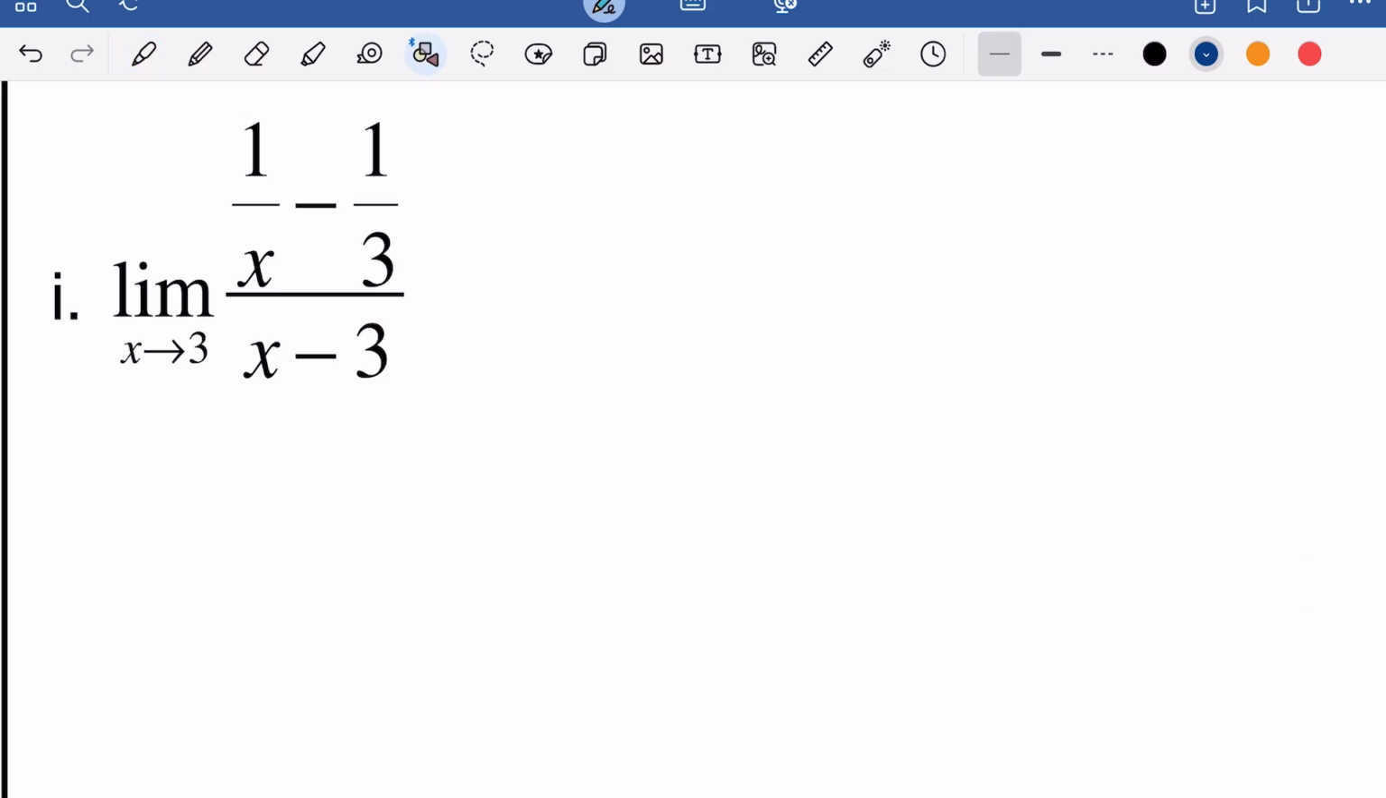Last but not least is letter I. Now letter I looks pretty complicated. I have a complex fraction and I have x approaching 3, which is not in my domain, so I'm going to have to clean some stuff up first. I'm going to start by manipulating my function by getting rid of the complex fraction.